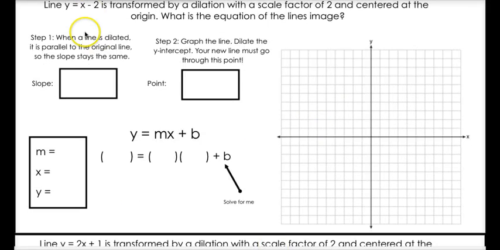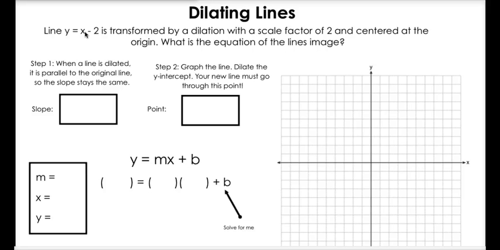All right, for the last part of this lesson, we're going to be dilating lines. What that means is that we're going to have an equation of a line, we're going to dilate it, and then we're going to find the equation of that new line. Now, it's not that hard to do if you follow these steps very closely. So let's look at our first problem. Line y equals x minus 2 is transformed by dilation with a scale factor of 2 centered at the origin. What is the equation of the line's image? All right, and that's after the transformation.